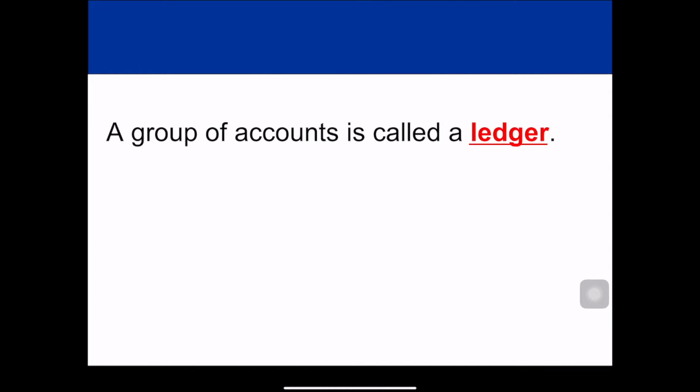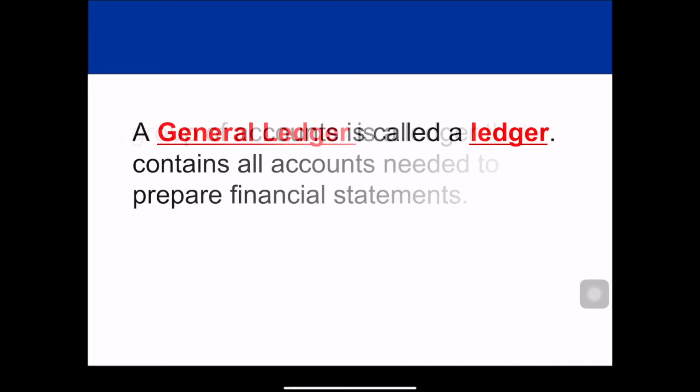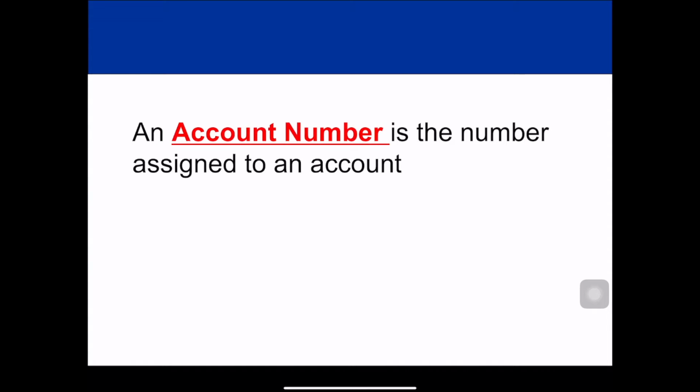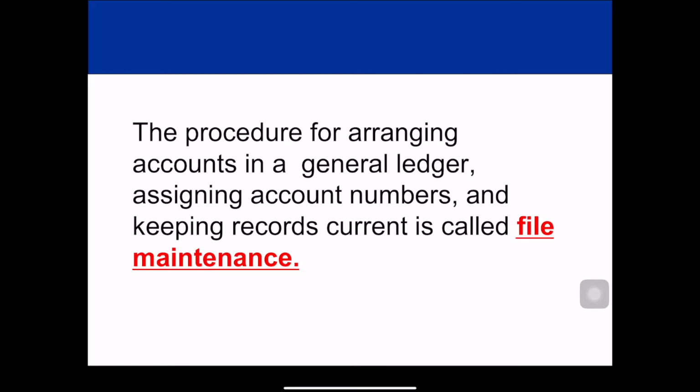A group of accounts is called a ledger. So once you put them all together, they are a ledger. A general ledger is a ledger that contains all accounts needed to prepare financial statements. An account number is the number assigned to an account, and the procedure for arranging accounts in a general ledger, assigning account numbers, and keeping records current is called file maintenance.